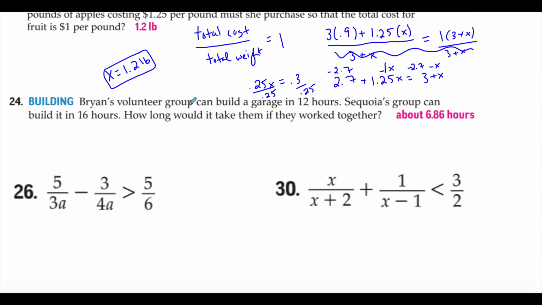Okay, so Brian's volunteer group can build a garage in 12 hours. So that's one job in 12 hours. Sequoia's group can build it in 16 hours, so one job in 16 hours. How long would it take them if they work together? So that would be one job in x amount of hours. I don't know how long it's going to take them to do that job together. All right, so we just need to solve this one.